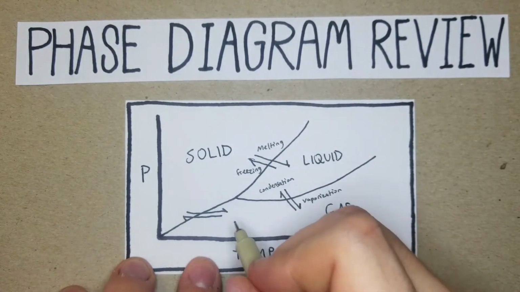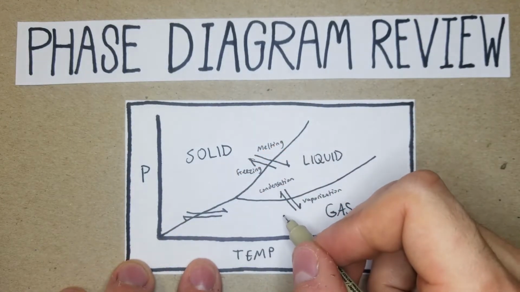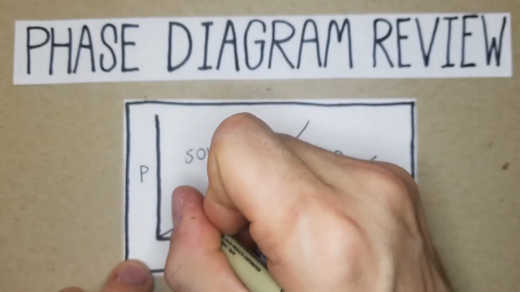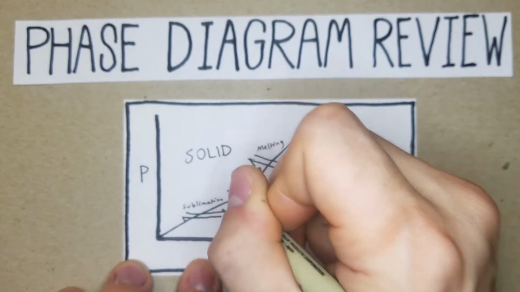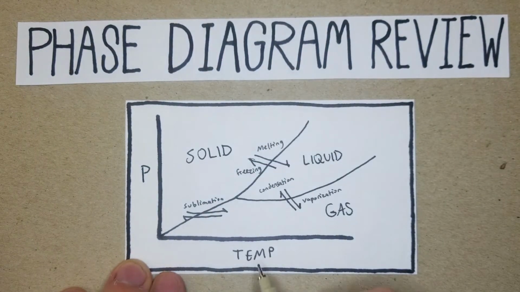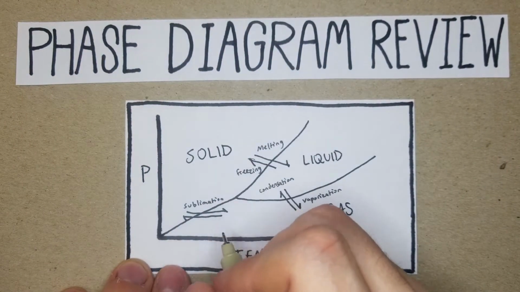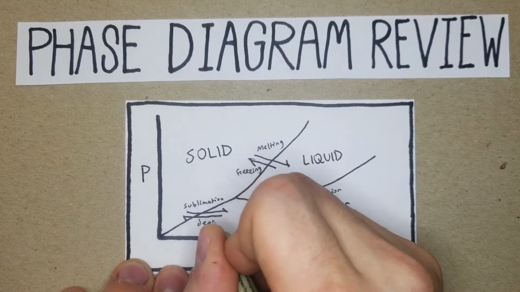These are the weird ones. When solid turns into a gas directly, that's going to be sublimation. And then when we have a gas turning directly into a solid, that's going to be deposition.